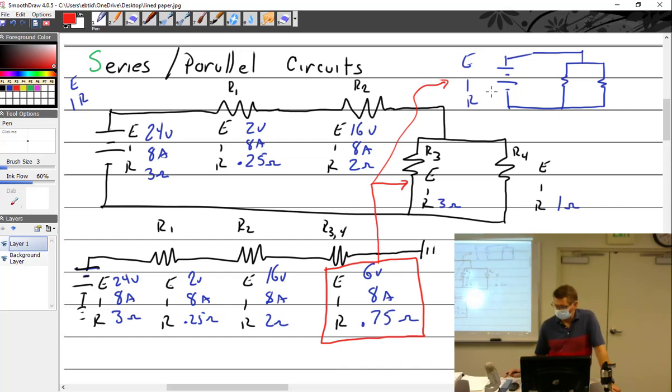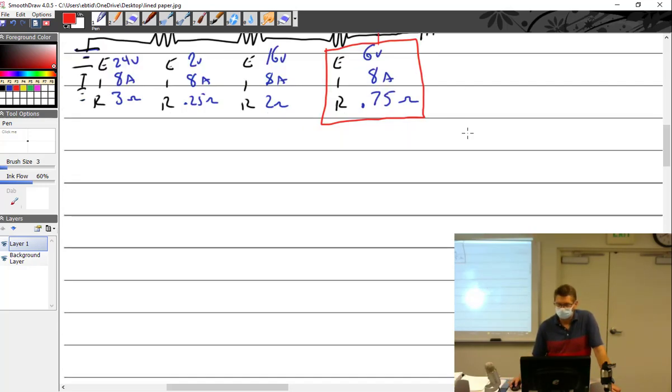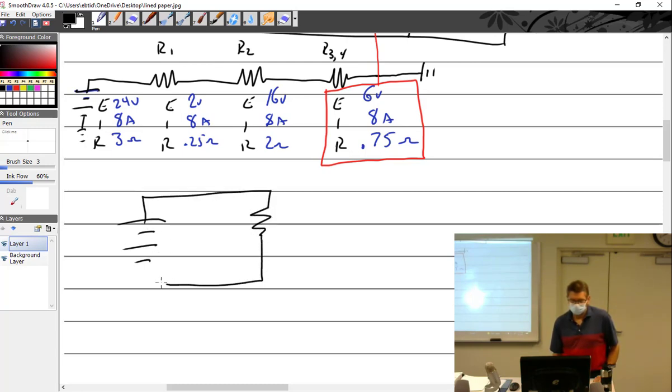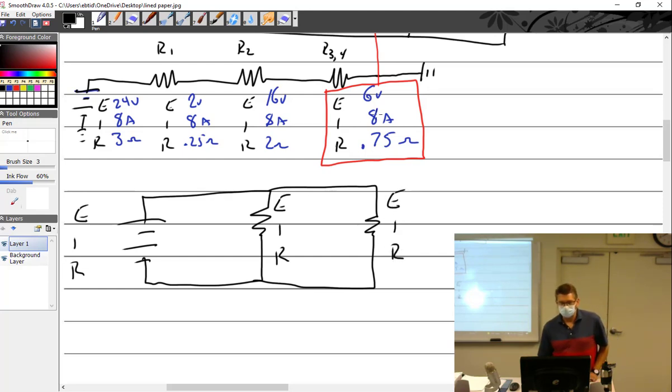So if, and I'll roll it down just a little bit, if I can. And we'll do that. So if I had two resistors in parallel, what do I know about them? Let's see. E, I, and R. I guess I don't need to be in a hurry. I know that my total is right there: 6 volts, 8 amps, 0.75 ohms.